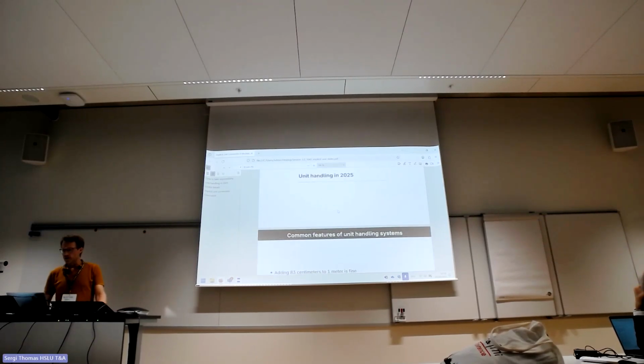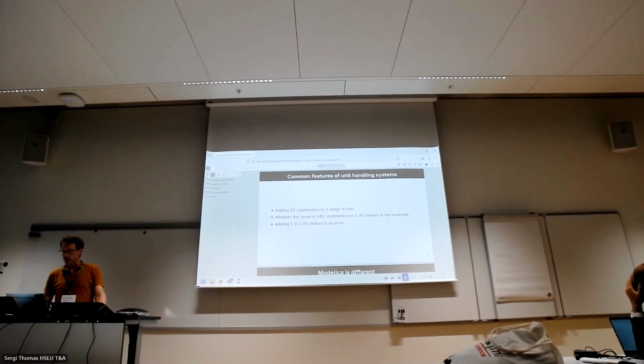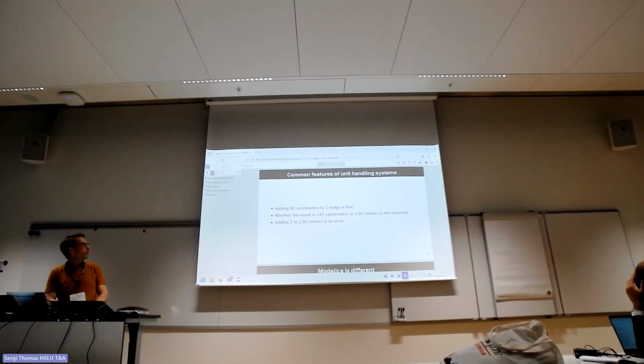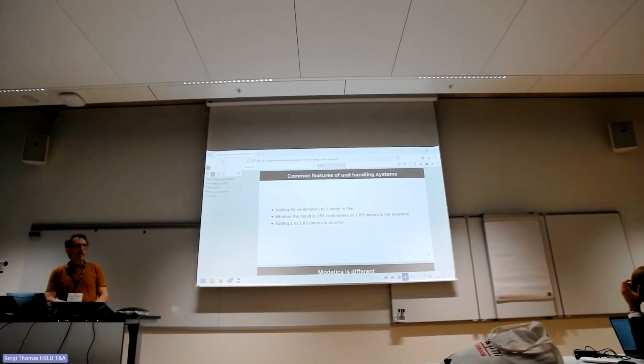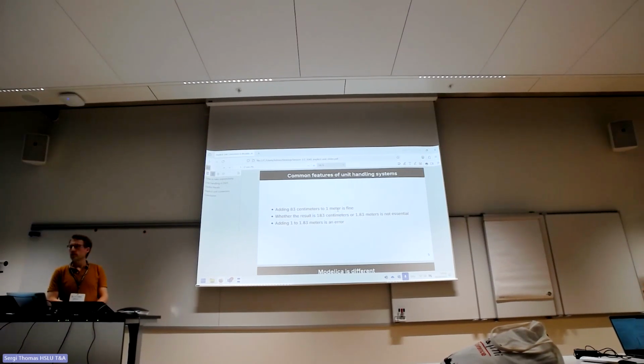So if we look around us today at some of these competing systems with unit handling, I looked at Pint in Python, I looked at Unitful in Julia, I looked at math.js in JavaScript, I looked at Maple, I looked at Wolfram language. All of these are relevant engineering platforms with unit support.